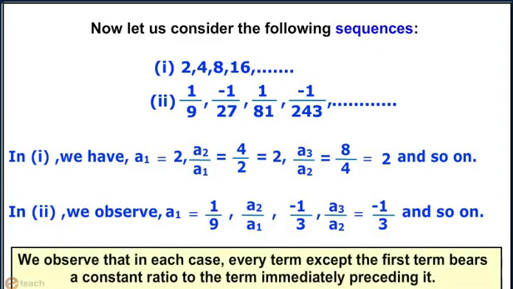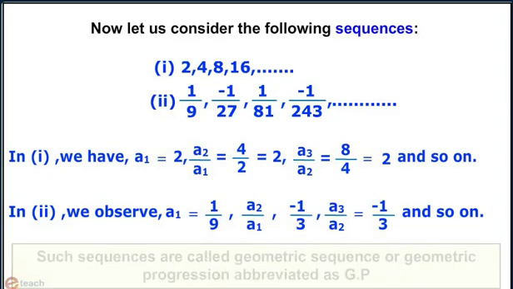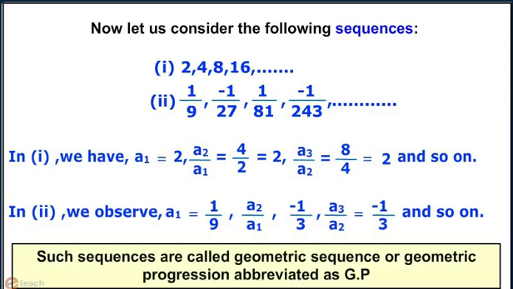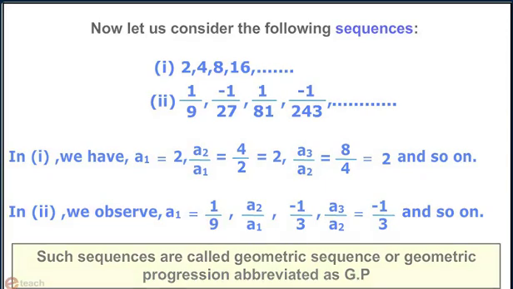We observe that in each case, every term except the first term bears a constant ratio to the term immediately preceding it. Such sequences are called geometric sequences or geometric progressions, abbreviated as GP.